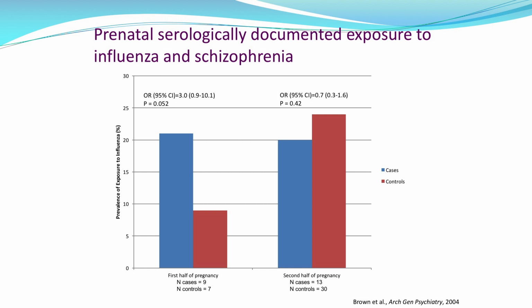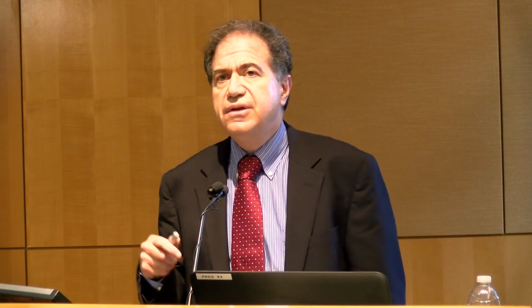And what we found was that for the first half of pregnancy, the prevalence of exposure to influenza was significantly higher in the cases compared to the controls. In contrast, for the second half of pregnancy, we didn't see a difference. So this was the first serologically based evidence, to my knowledge still the only evidence, that prenatal influenza may be related to the later risk of development of schizophrenia, and that was again in this cohort study. We had about a threefold increase in risk.